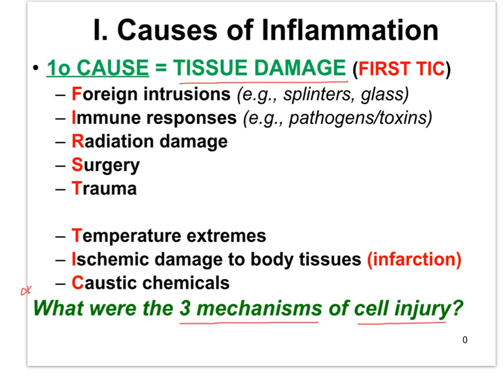Here's another way to kind of remember different things that could damage tissue. Little mnemonic for you is first tick, the first letter in each one of these letters. So you can have foreign intrusions, so you get a splinter or a cut. You can be dealing with a pathogen, and we talk about that in our immune response. There can be damage from radiation or from surgery or any type of physical trauma. Temperature extremes, think about burns, or on the other side, freezing temperature like frostbite. Ischemic damage, remember ischemia means decreased oxygen flow to the tissue, and then caustic chemicals like lye.